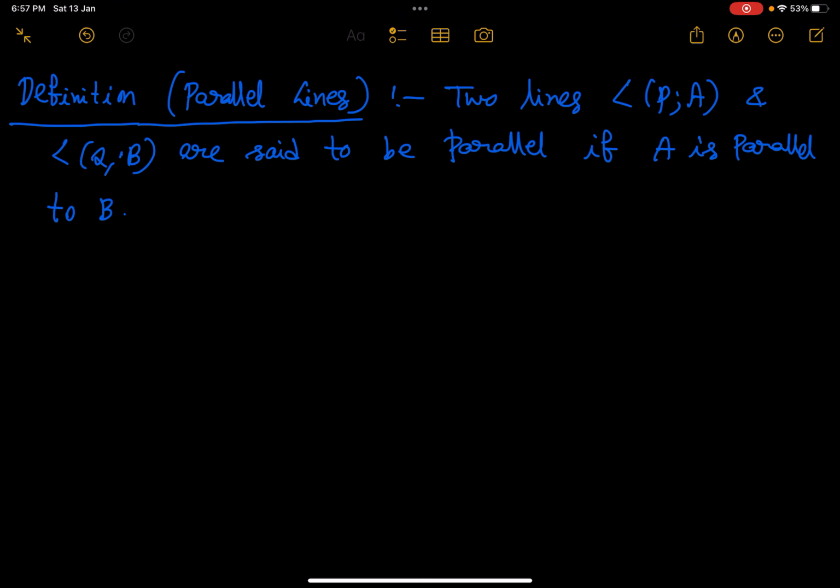So what it exactly says is that you may have one point P here with the direction of A, and you may have some different point Q. These two lines will be parallel if the direction vectors A and B are parallel. Like these two lines are parallel. This is L of P comma A. This is L of Q comma B.